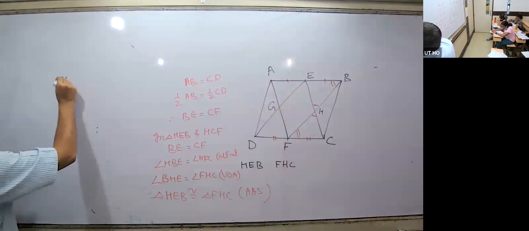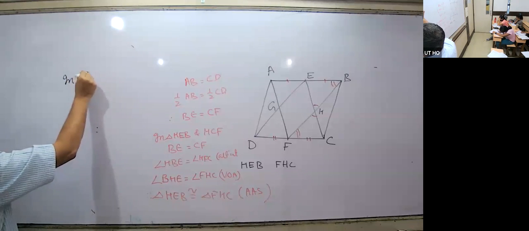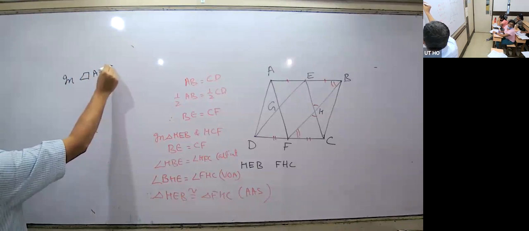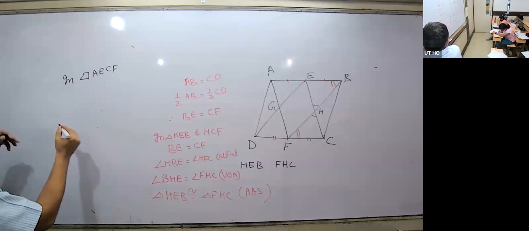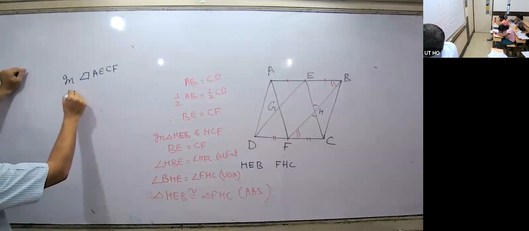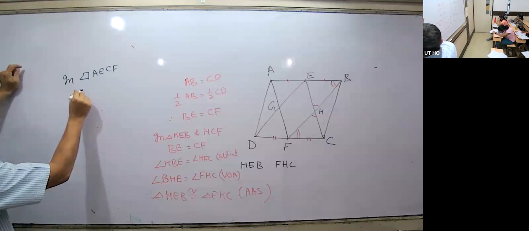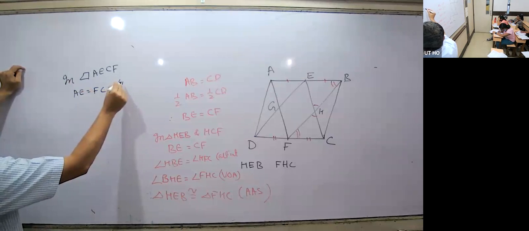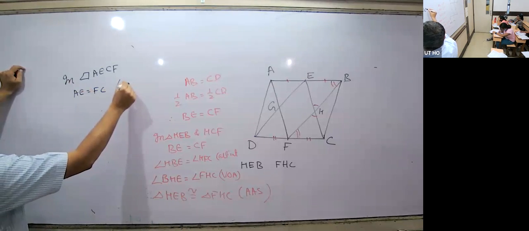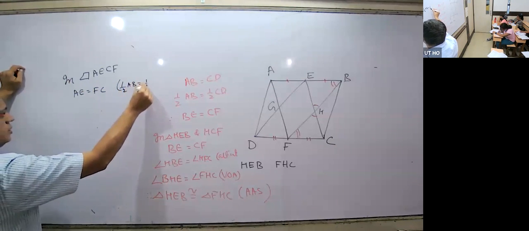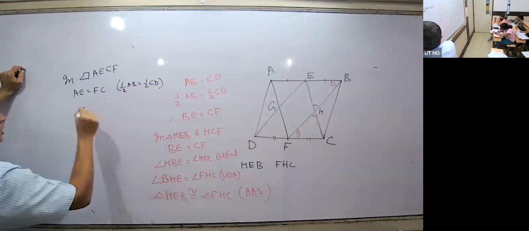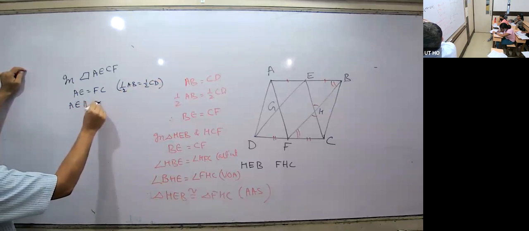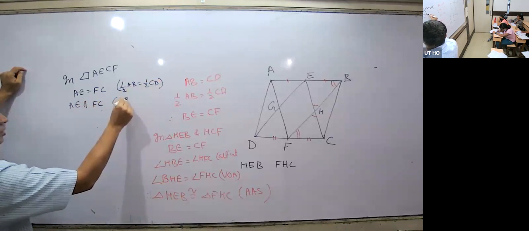In quadrilateral AECF, AE is equal to FC, reason is half AB equal to half CD. Okay, next, AE parallel to FC, reason is AB parallel to CD.